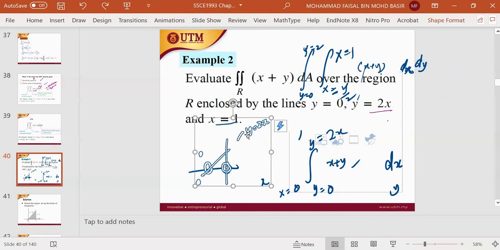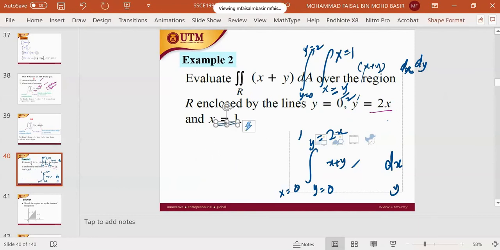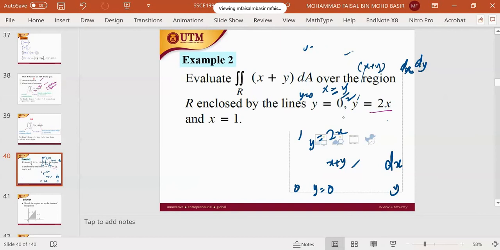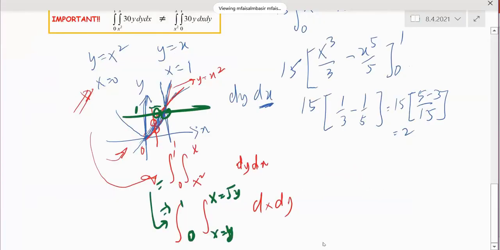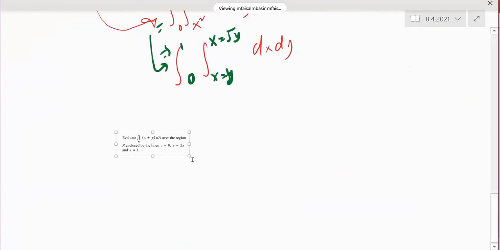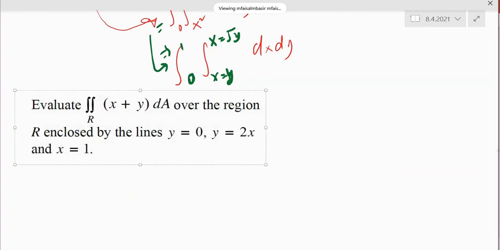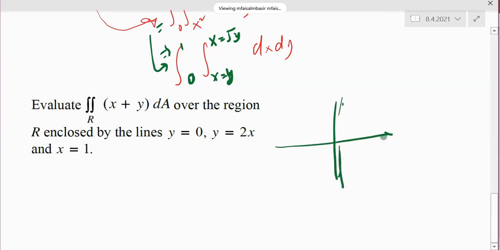Any question until now? Okay. Yes, use this. Okay, let me draw this. Okay, evaluate this. R is enclosed by the lines y equals 0, y equals 2x, x equals 1. Y equals 0 is here. Y equals 2x, x is like this. X equals 1, this. So for sure, this is the region.